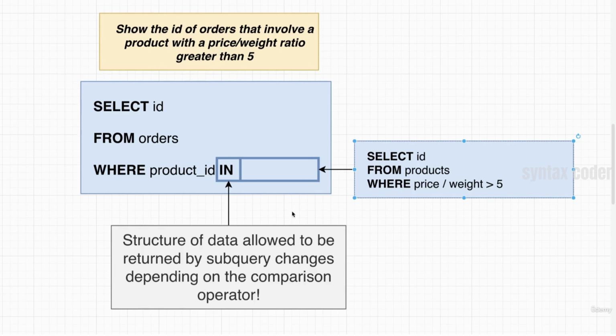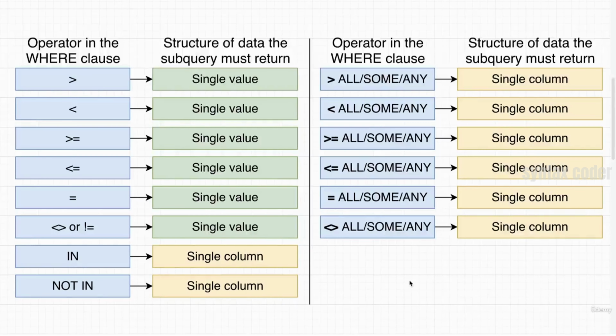In the last video, we established that the operator that we use inside of our where clause is going to influence the type of data or the structure of data that we have to return from our subquery. So let's take a look at a table that's going to summarize what operator we're going to use with the different type of data coming back. All right, here we go. So this table looks a little bit confusing. There's a lot of information in it. Let me give you a couple of quick notes.